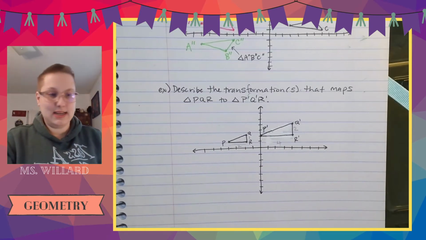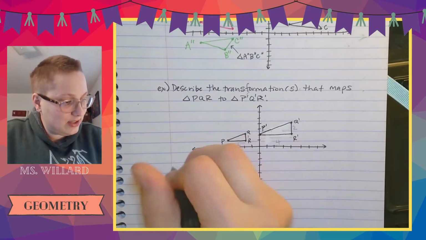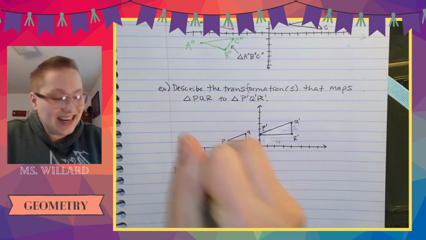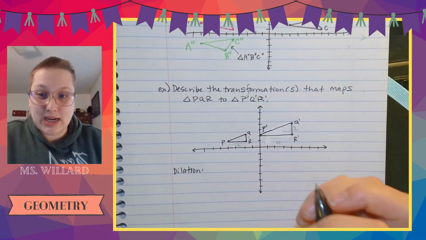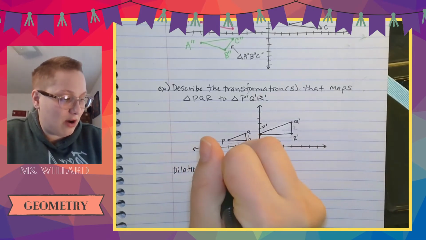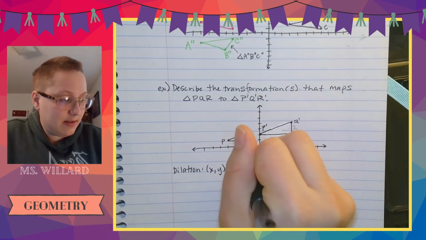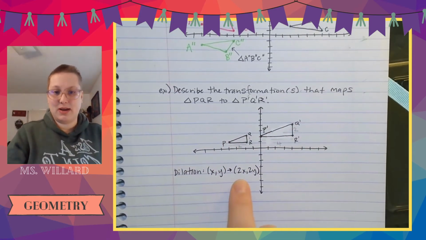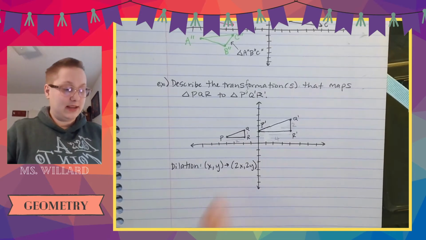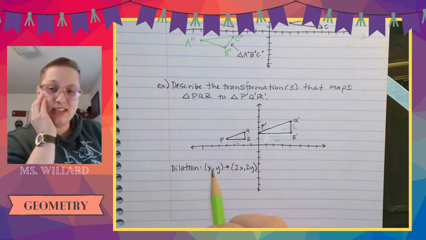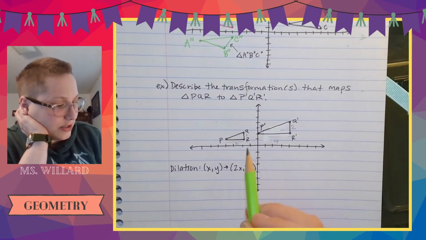So what I need is a dilation. I can either say with a scale factor of 2, or I could say what the XY is. That's the most common way for your book to write it. So we say from XY to 2X, 2Y. Okay, now I'm actually going to do that with my pencil or my pen, just to see where it ends up once I do the dilation.